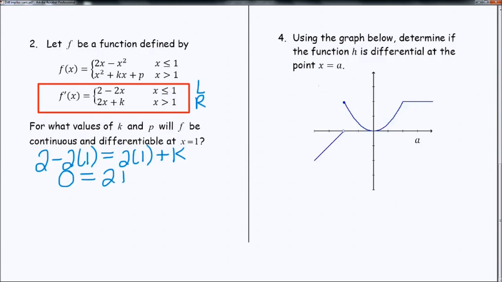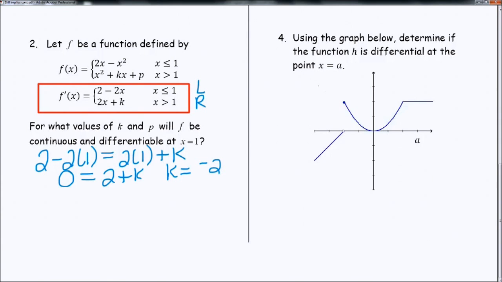And 2 plus k, that means k has got to be negative 2. So we know what k is. Now let's go ahead and try to find what p is. Again, we're assuming continuity. That means my 2x minus x squared has to equal x squared plus kx plus p.